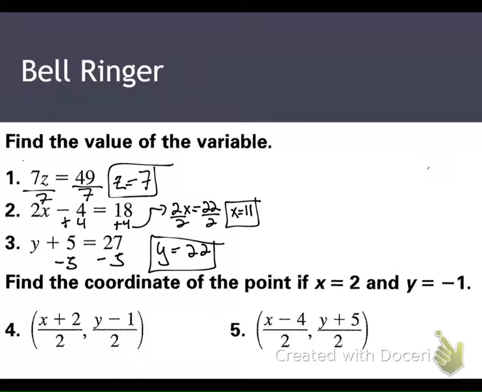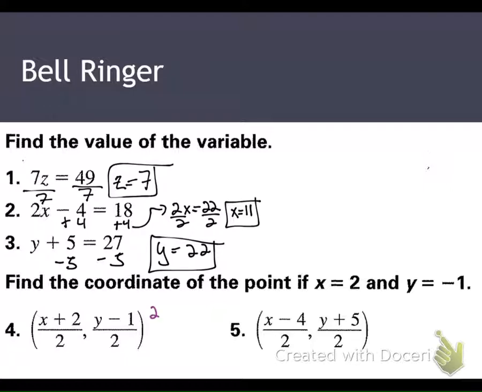So after this is evaluating expressions or evaluating variables. We want to find the point. So they tell us that x equals 2, y equals negative 1. What do I do with that information? Yep, Kevin? Replace the actual variables with the given number. Exactly right. Replace the actual variables with the given number. So we're going to substitute in.